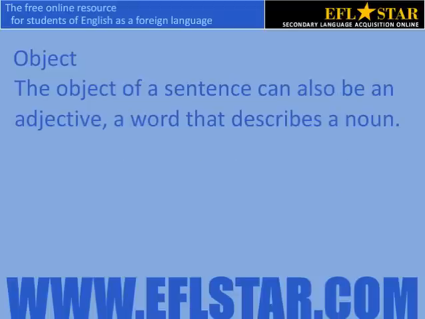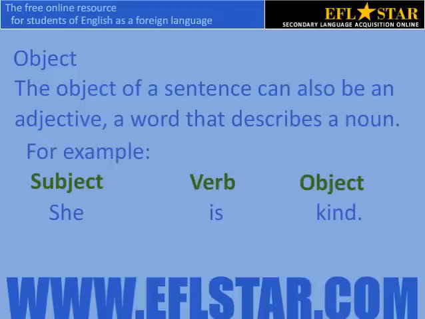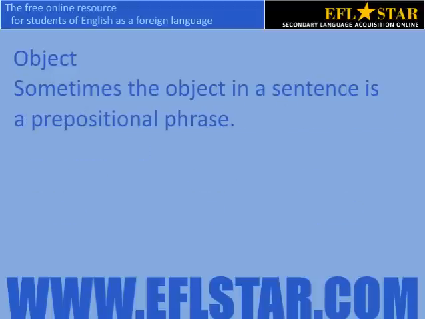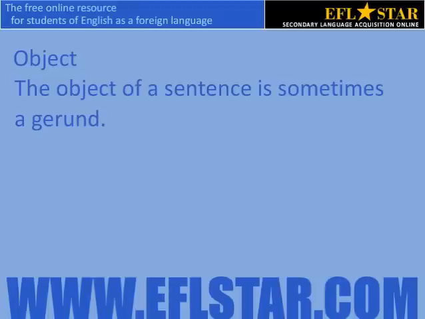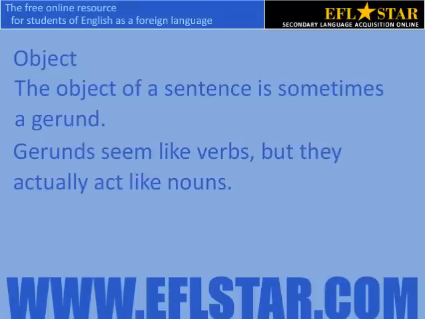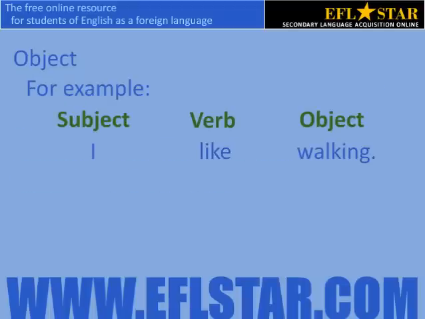The object of a sentence can also be an adjective, a word that describes a noun. For example, she is kind. Sometimes the object in a sentence is a prepositional phrase. For example, I jumped down. She came with us. The object of a sentence is sometimes a gerund. Gerunds seem like verbs, but they actually act like nouns. For example, I like walking.